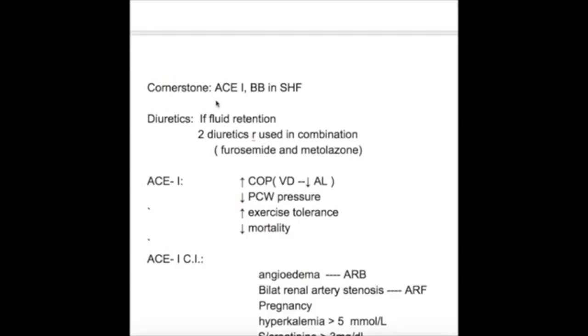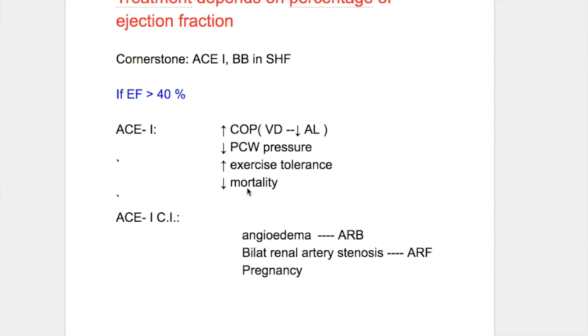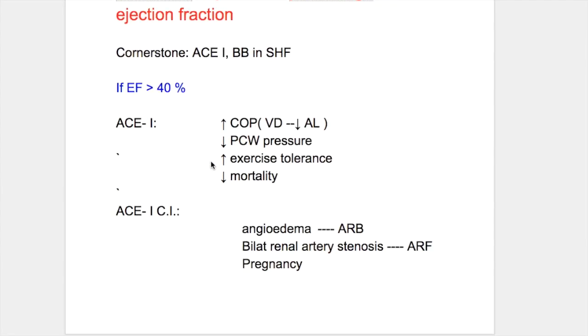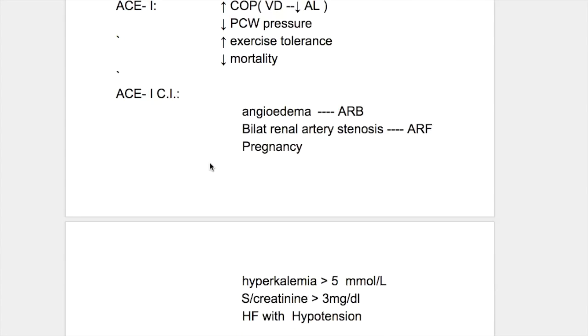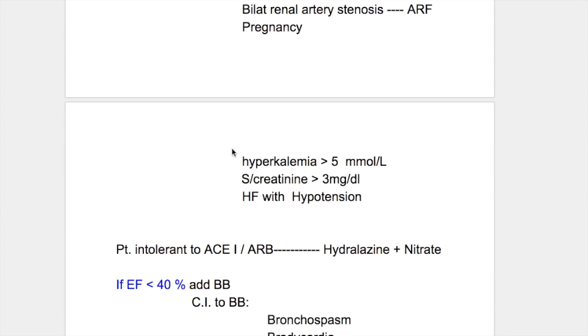When do you use ACE inhibitor and when do you add beta blockers? Treatment of systolic heart failure depends upon the percentage of ejection fraction. If the ejection fraction is more than 40, then ACE inhibitors are used. But if the patient is intolerant to ACE inhibitors, angiotensin receptor blockers can replace ACE inhibitors.